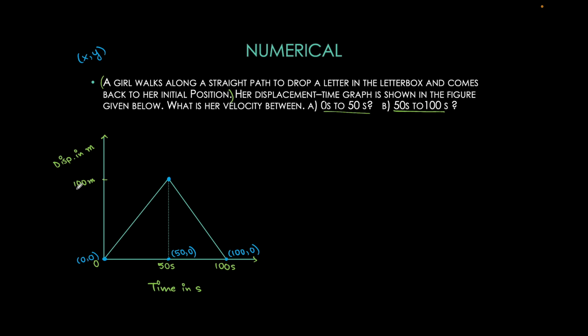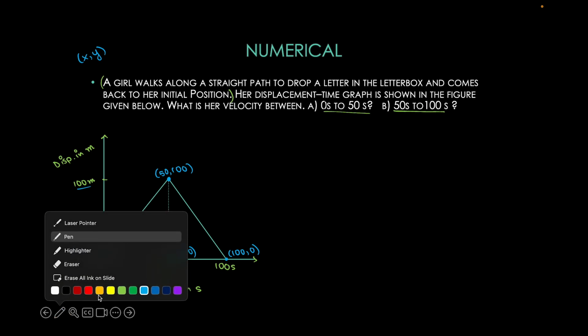But this point here has both x and y components. So what will be the y component here? The y component will be 100 meters. And what will be the x component? The x component will be 50 seconds. So the coordinate will be 50, 100. Right? Now we are all set to do this question.